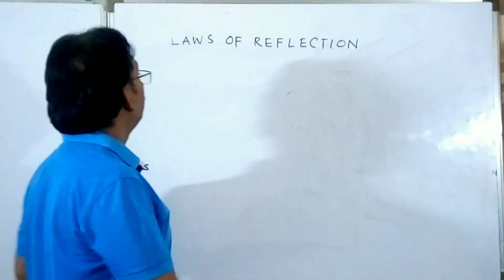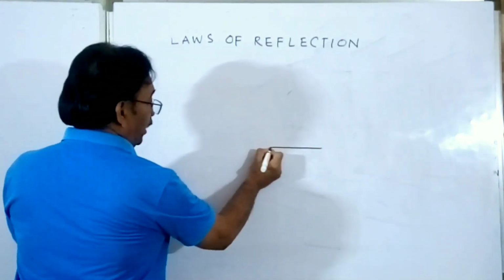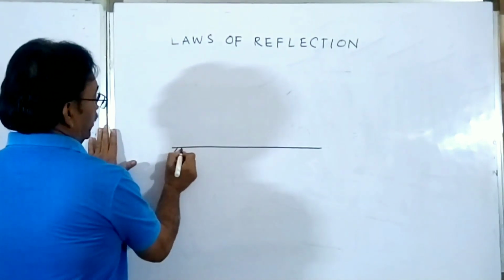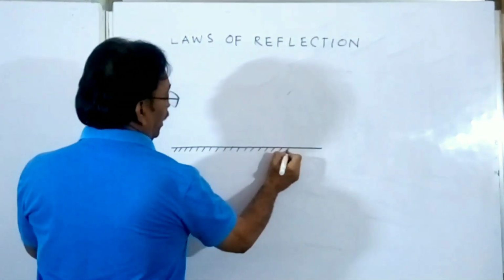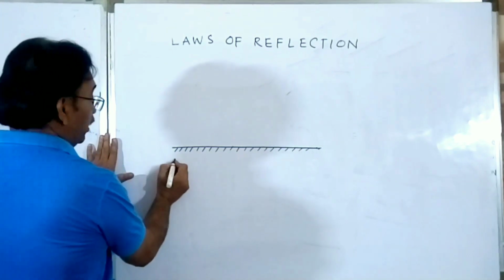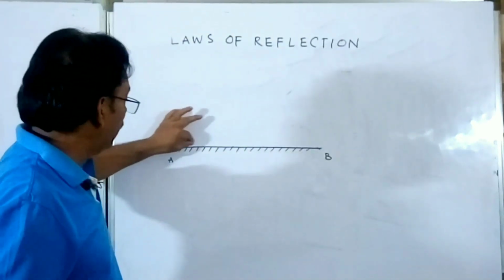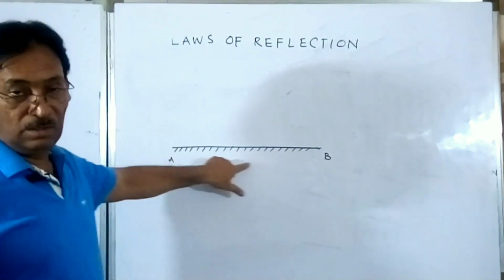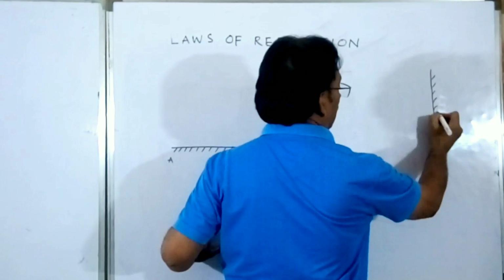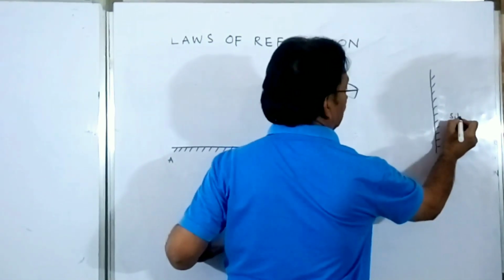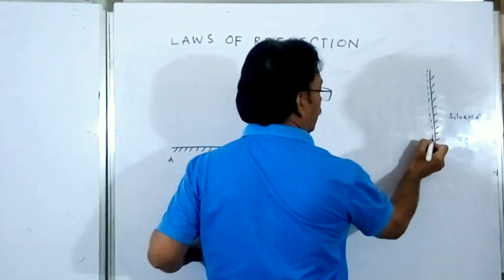Then we will see how it happens. And we are learning the laws of reflection. Say it is a plain mirror. If it's silvered at one side, we have to draw lines like this, and it represents a mirror. Say this mirror is AB. It is the reflecting surface and it is the silvered one.